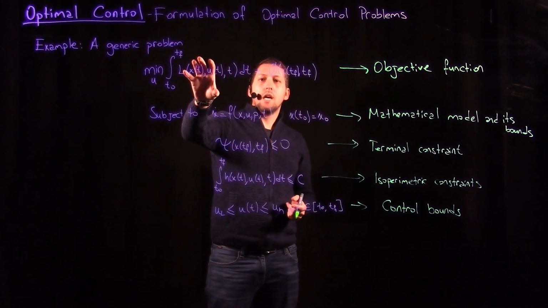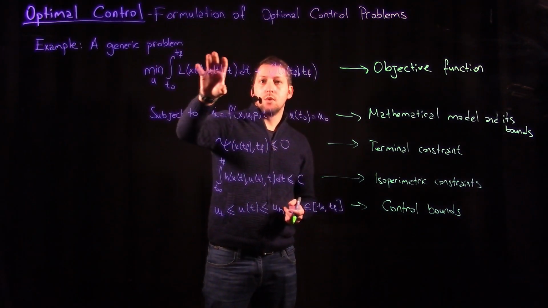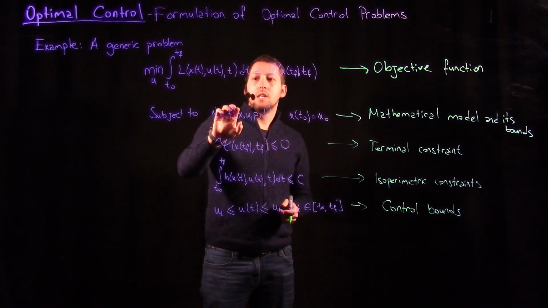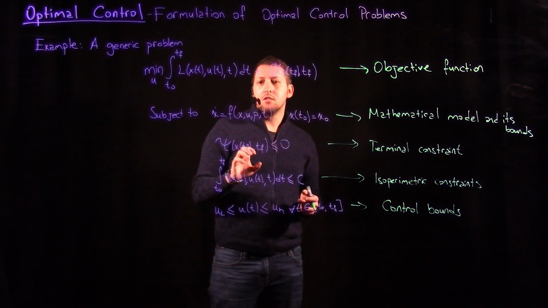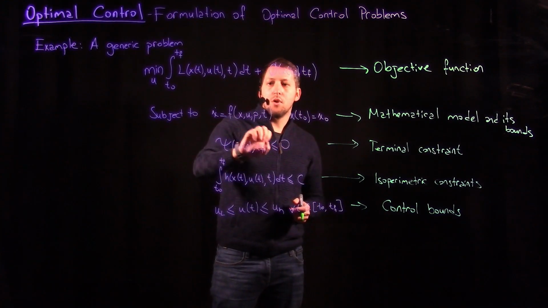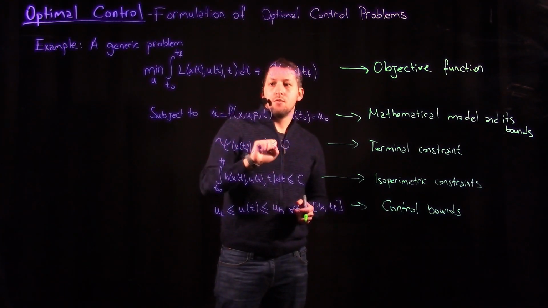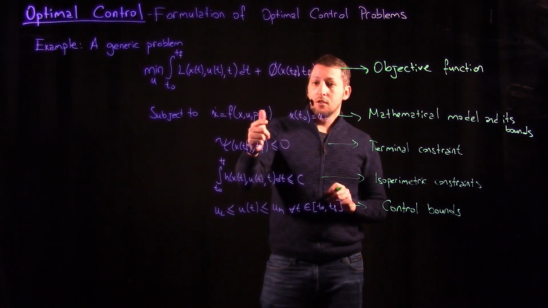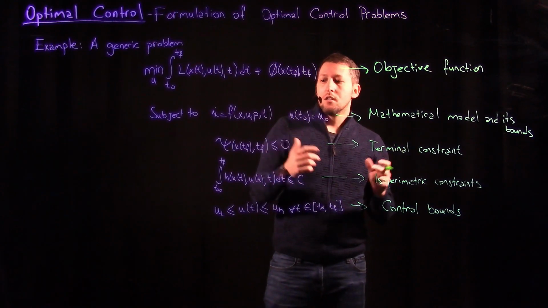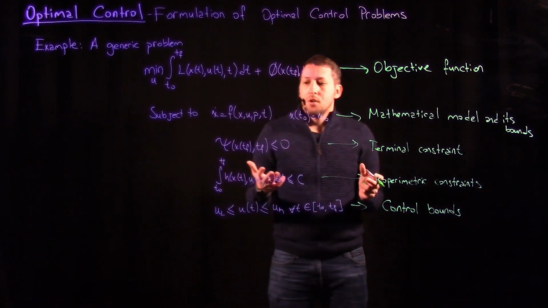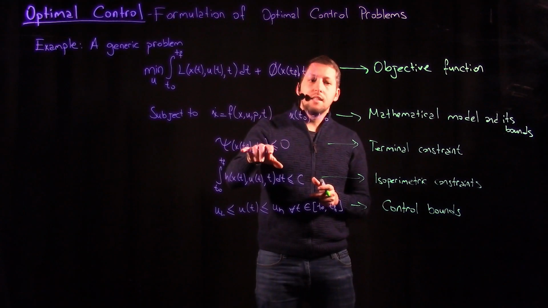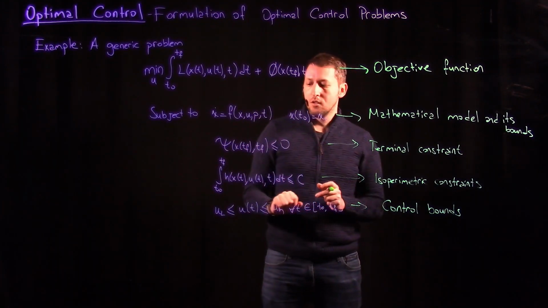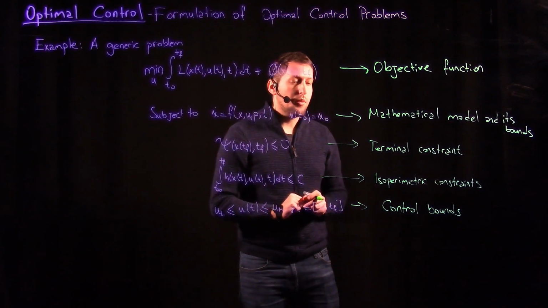This is what we would like to optimize. In this case, this is what we would like to minimize. Of course, in order to do that, we have some structural bounds. The first is the system that we are working with, and it shows itself in the form of the mathematical formulation here. Our system or structural components also have some bounds, and this shows itself as the terminal constraints, the isoperimetric constraints, and the control bounds.